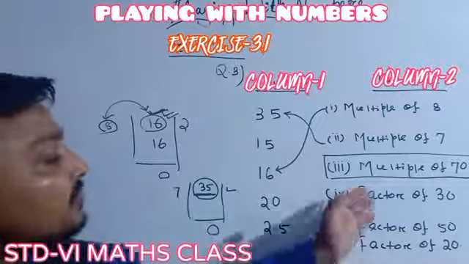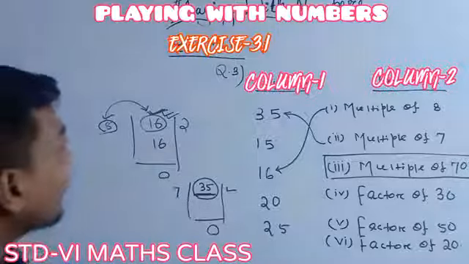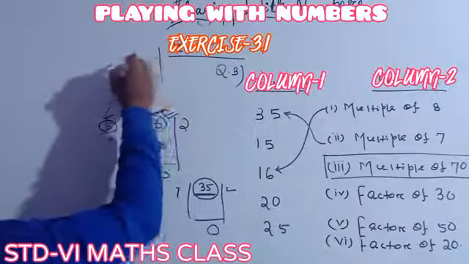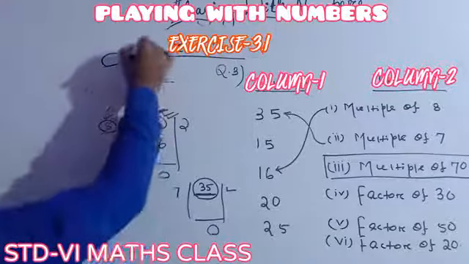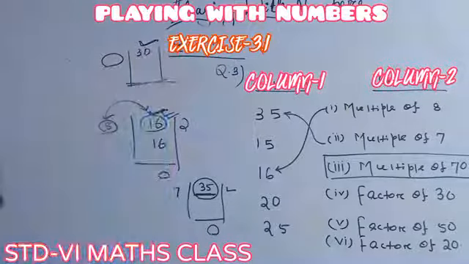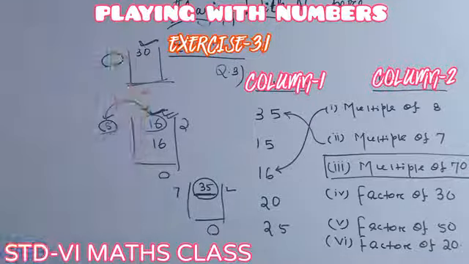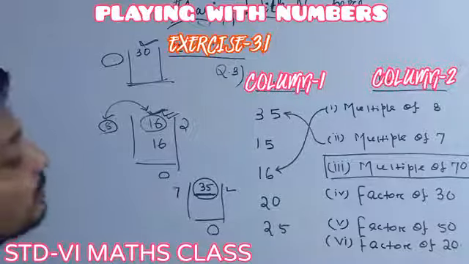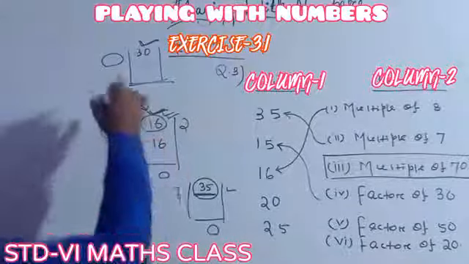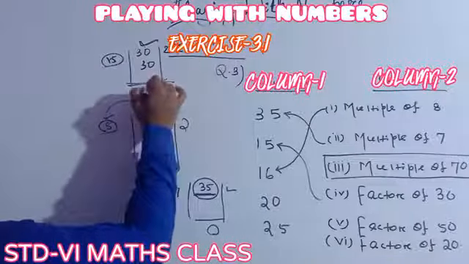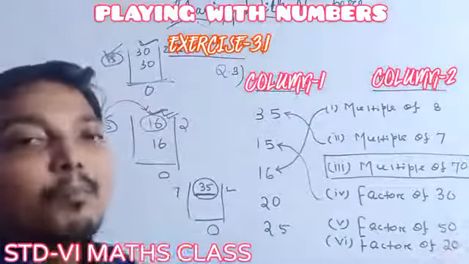Okay. Next one is given: factor of 30. Which number is a factor of 30? See, factor of 30 means 30 is the multiple. Factor of 30 means which number can divide 30? See, this number can divide 30. 15 times 2 is 30. So 15 is a factor of 30. So factor of 30 means 30 is the multiple.